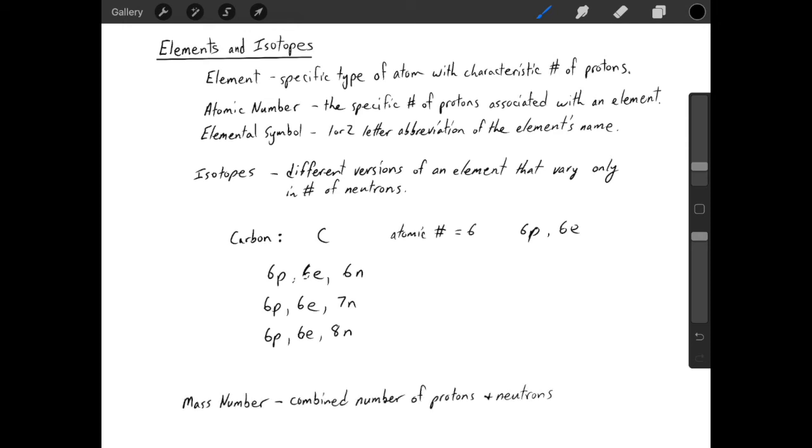So for our very first carbon isotope, we have 6 protons and 6 neutrons, so we have a mass number of 12. So we have 3 different isotopes, and the mass numbers are 12, 13, and 14.